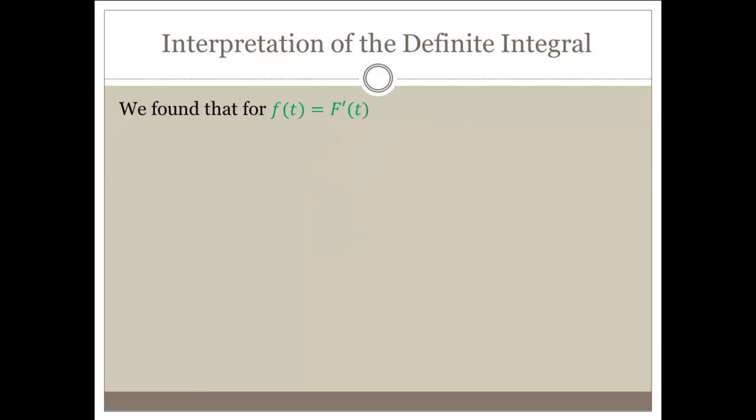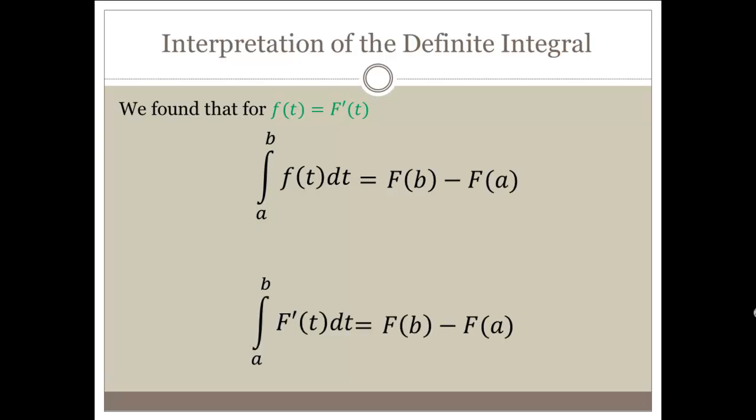But what we found here is something more important. We found that for f of t equal to the derivative of capital F of t, the integral from a to b of f of t dt equals F of b minus F of a. Or in other words, substituting that f of t is the derivative of capital F, we have that the integral from a to b of capital F prime of t dt equals F of b minus F of a. This very important result is called the fundamental theorem of calculus.